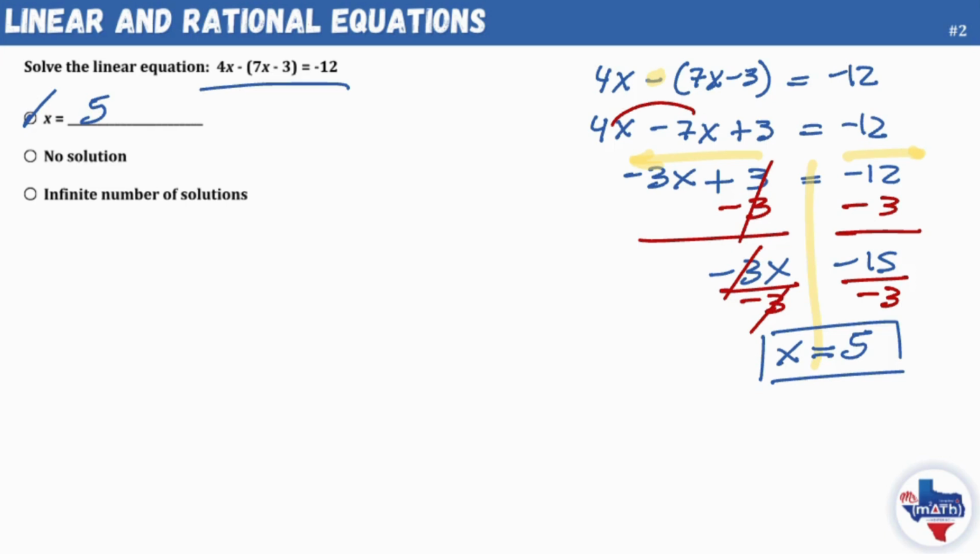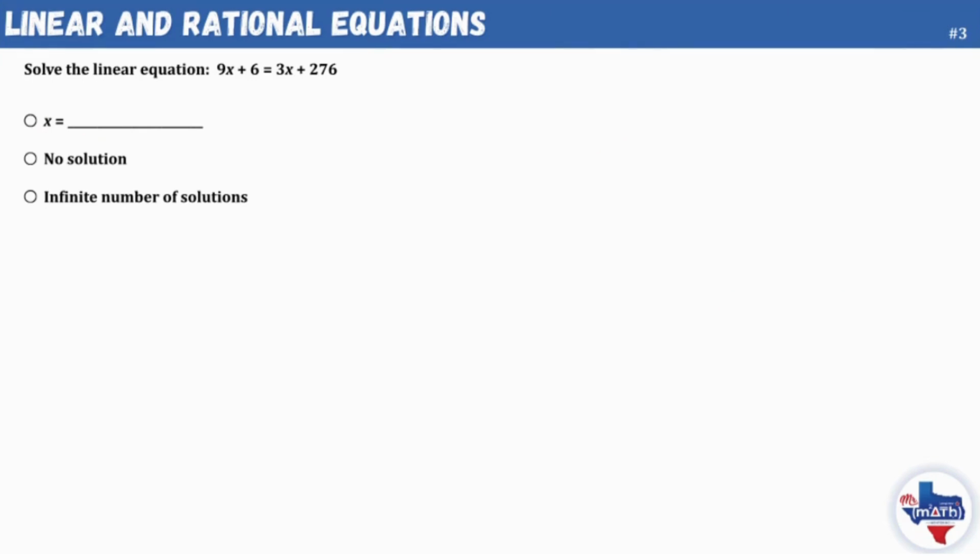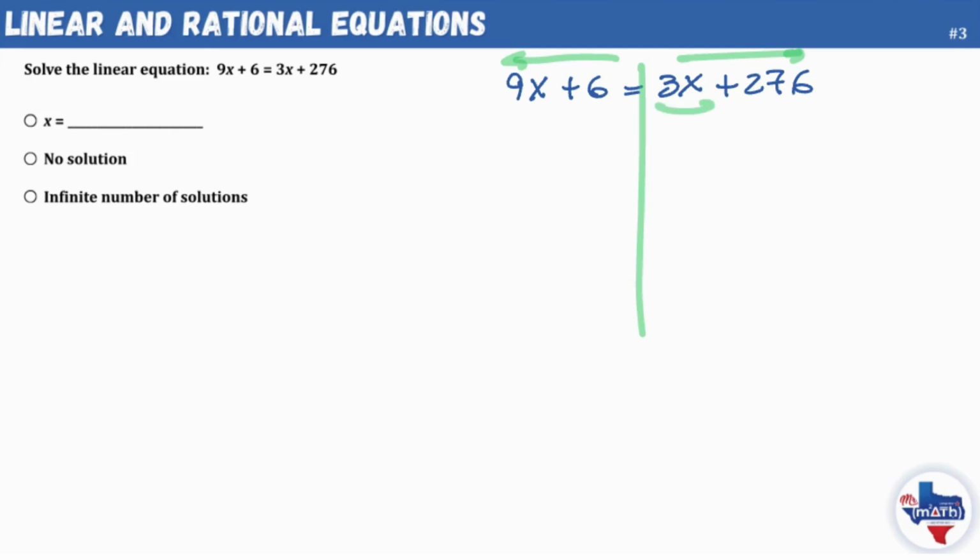All right, let's check another problem. Now we have the equation 9x plus 6 equals 3x plus 276. Okay, let's start. So we have 9x plus 6 equals 3x plus 276. Once again, let's identify that we have a left side and a right side. As we can see right now, we have variables with x on the right side and also on the left side.